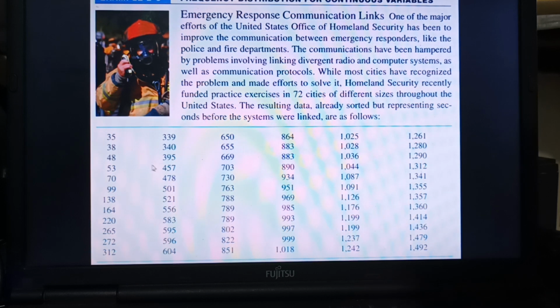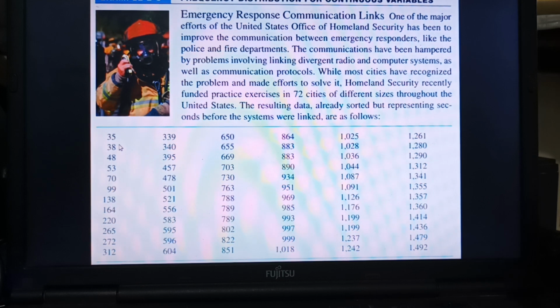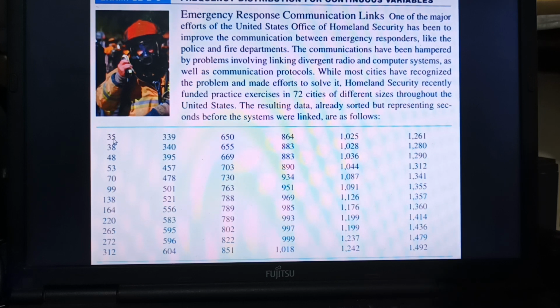I suppose this is between cities. The police and fire departments were linked to each other in case of emergency. These are given in seconds, already sorted. The lowest is 35 seconds, the highest is 1,492 seconds. How many minutes is that? That's a long time to respond to an emergency.